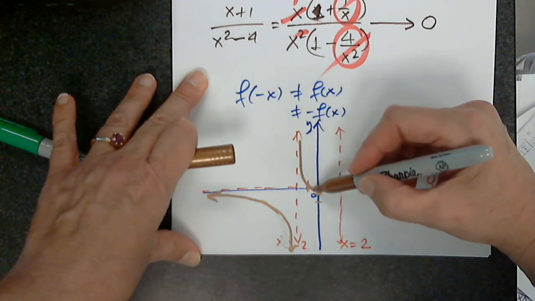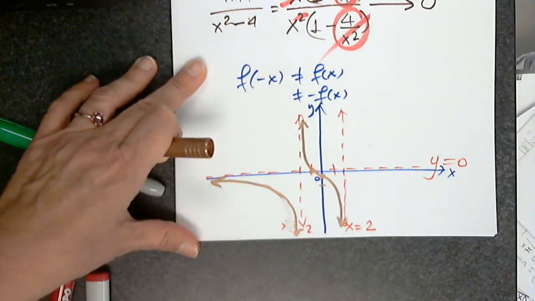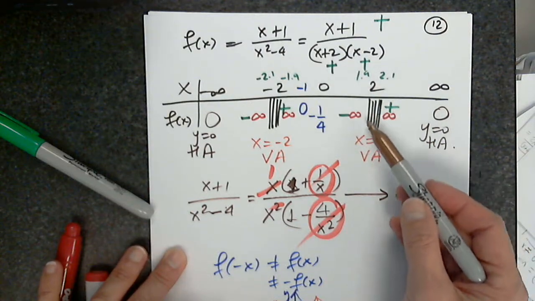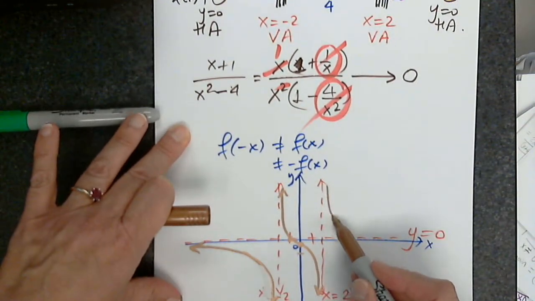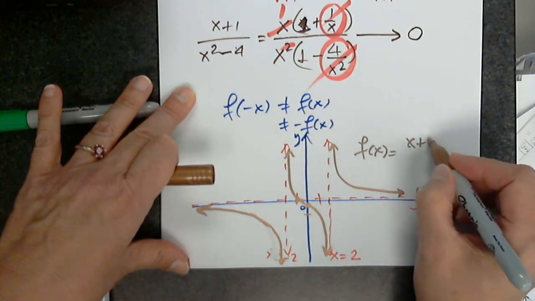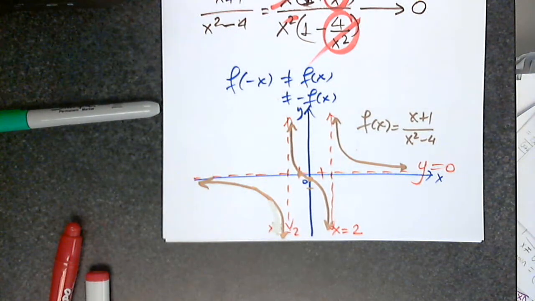So here's the situation. And on the right-hand side, from positive infinity on the right-hand side of the second vertical asymptote, it comes down to 0. And this is our function, x plus 1 over x squared minus 4. Now we are ready to check with the graphing calculator. Don't forget to put everything in parentheses. Top in parentheses, x plus 1, and then the denominator is x squared minus 4.